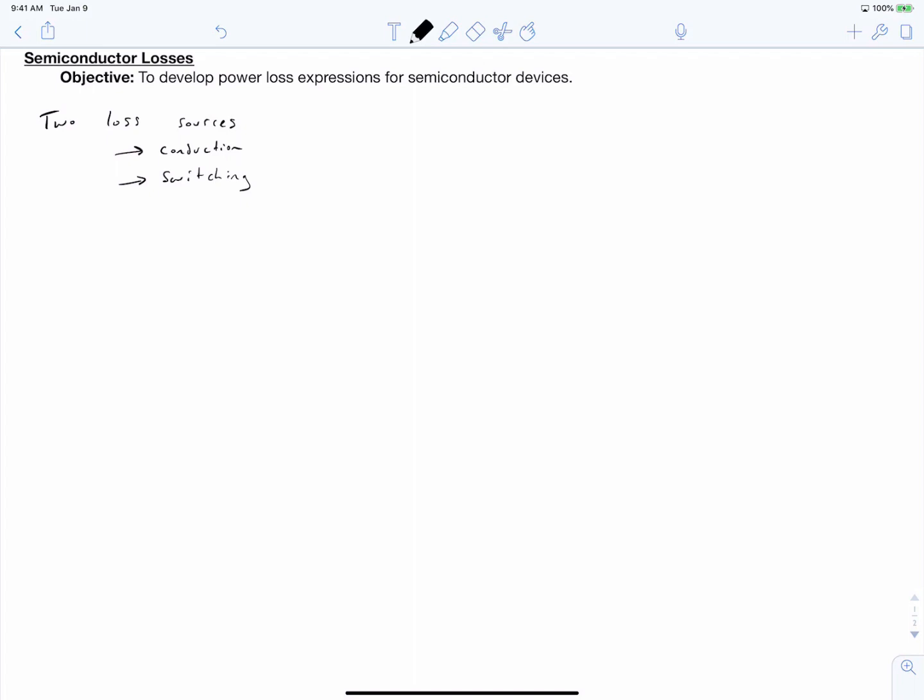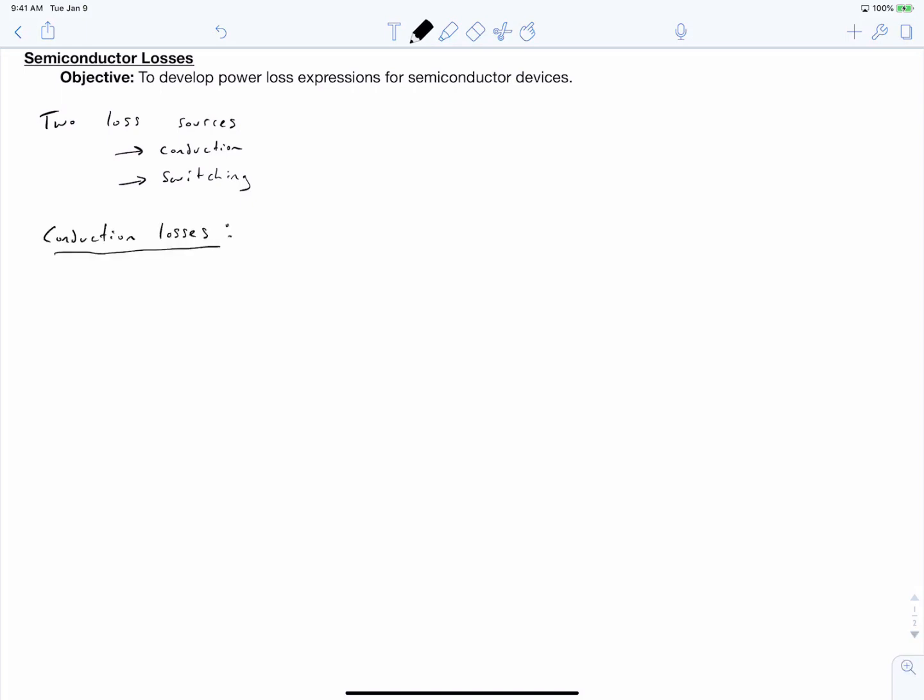The objective of this video is to develop power loss expressions for semiconductor devices. So specifically, we're going to be talking about the MOSFETs and the diodes that make up our single-pole double-throw switch. And there are two loss sources. The losses can be divided into conduction losses and switching losses. Let's start by talking about conduction losses.